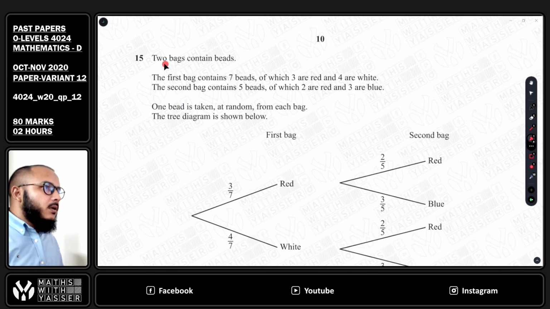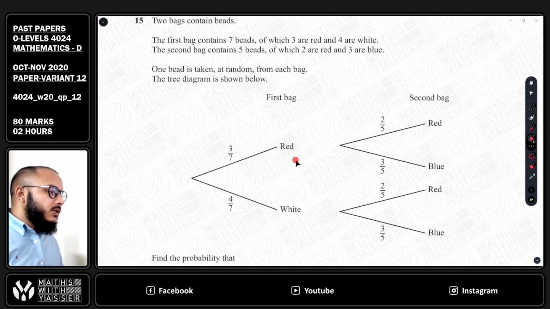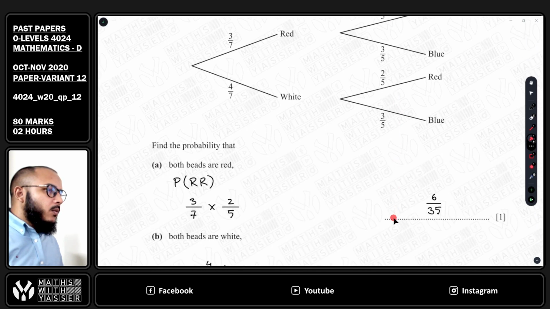Question number 15. 2 bags contain beads. The first bag contains 7 beads, of which 3 are red and 4 are white. The second bag contains 5 beads, of which 2 are red and 3 are blue. 1 bead is taken at random from each bag. The tree diagram is shown below. So they have already given us the probabilities. What we need to do is find the probability that both beads are red.